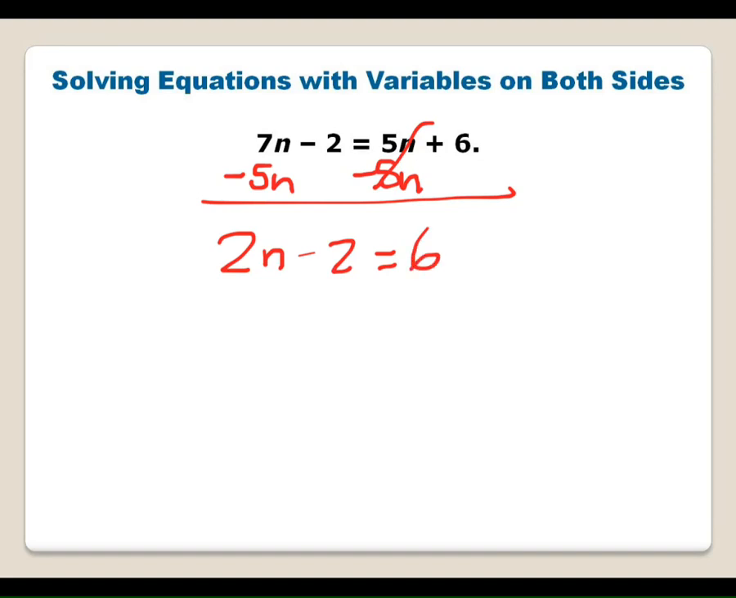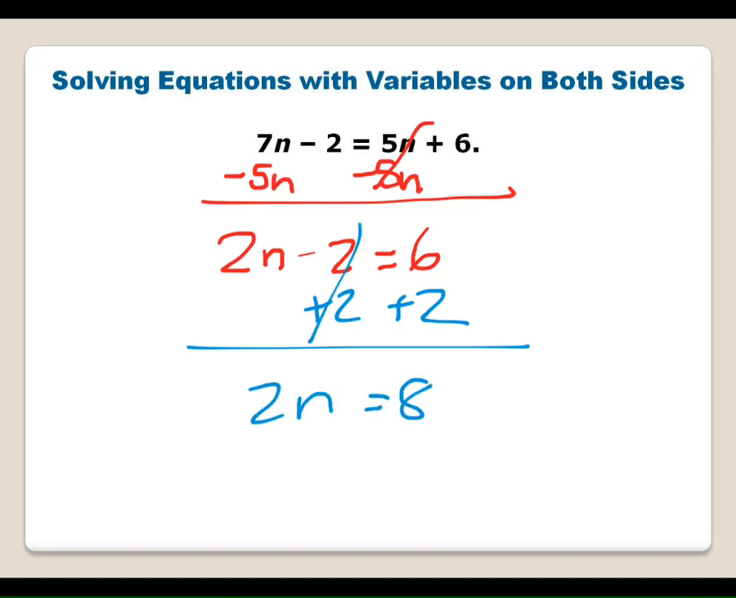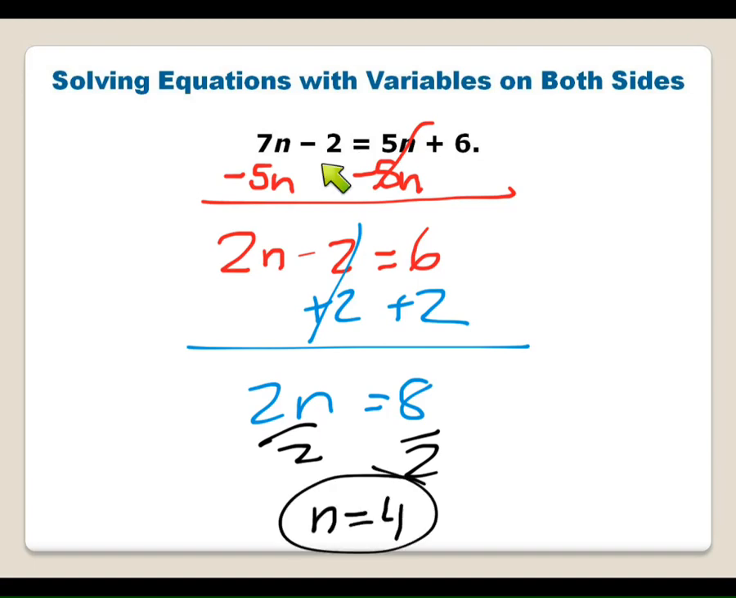What's the next step in solving this equation? Thomas, yeah? Take plus 2, yeah. On each side. Undo that subtraction, so I'll add 2 to both sides. And 2n equals 8. Very good. And then divide by 2, and then n equals 4. Excellent. So the only difference here, again, was I had n's on both sides.